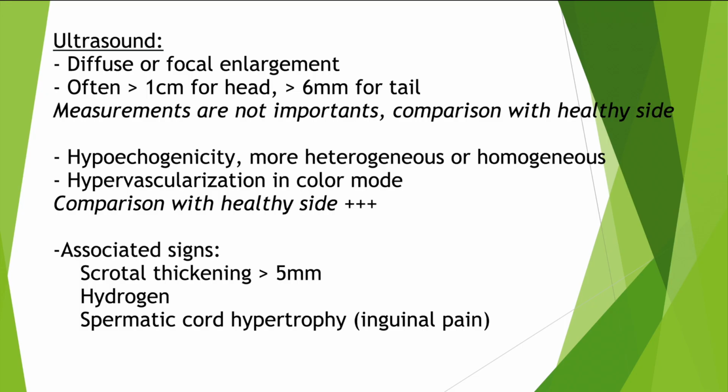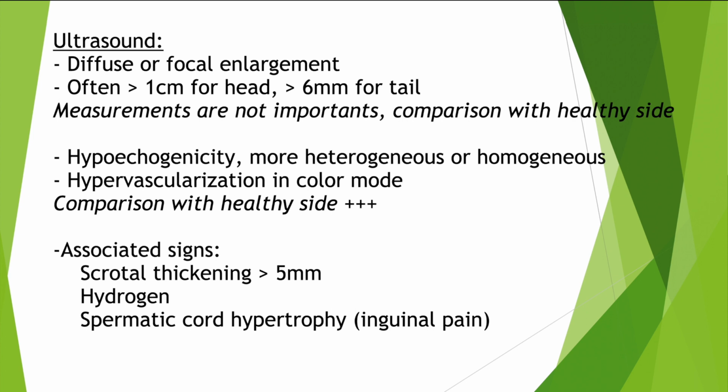So, how is epididymitis diagnosed? That's a PowerPoint presentation by A2FM, an excellent learning company, ultrasound in particular, offering online training. How is epididymitis diagnosed? First, increased size. It can be diffuse or focal. In the head of the epididymis, on average more than a centimeter, the epididymis tail is over 6 mm thick. Measurements don't matter. Comparison with the healthy side is important.